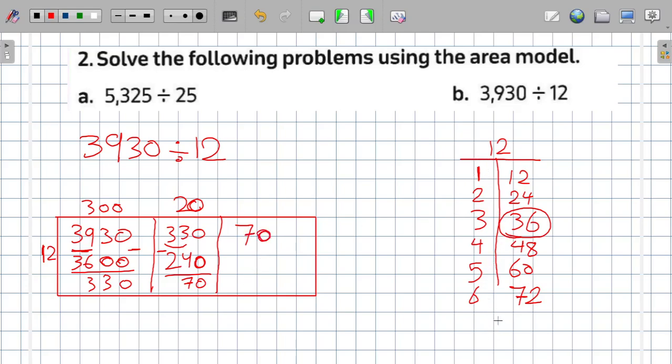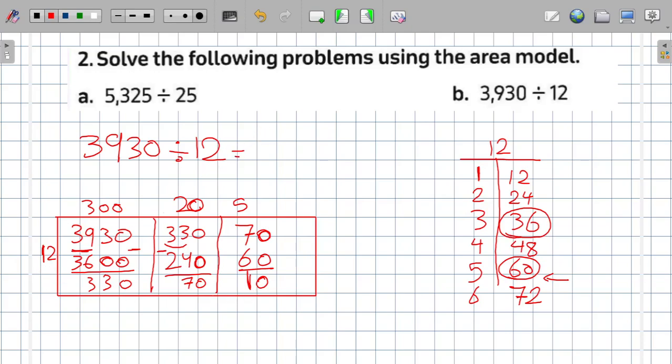So I will search up in the timetable for a number like 70. But I have here 60 and 72, and 70 is between them. So I will take 60 because it's less than 70. So I will take 60, and 60 divided by 12 equals 5, and the remainder will be just 10. And I will not repeat the operation again because 10 is less than 12.